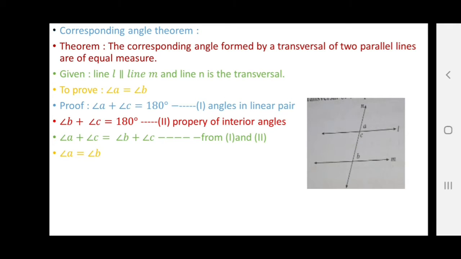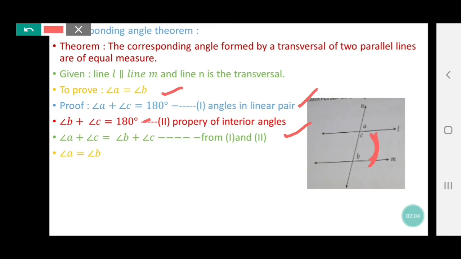Now the second part of it is, if I add these two angles, that is angle C plus angle B, they will also be equal to 180 degrees according to the property of interior angles. Just now we have proved, right? So this is equation number 2. Now if I see equation number 1 and equation number 2, the right hand side of both the equations are equal. As the right hand sides are equal, the left hand sides will automatically be equal to one another.